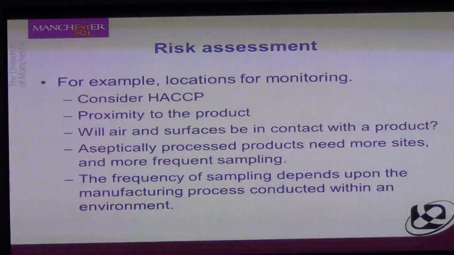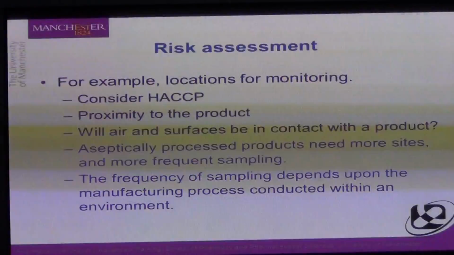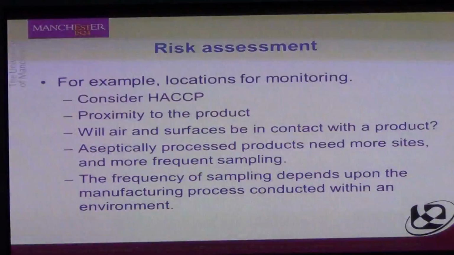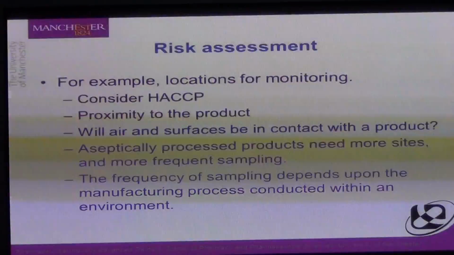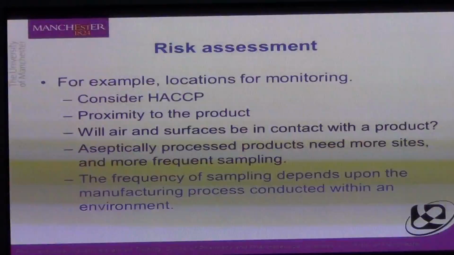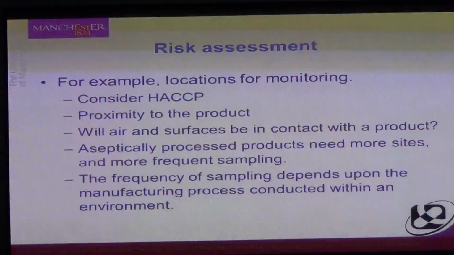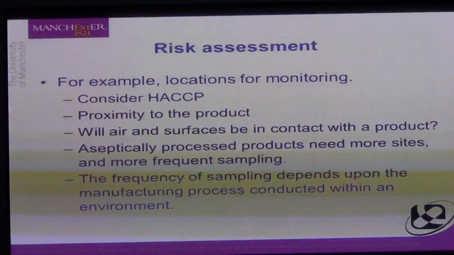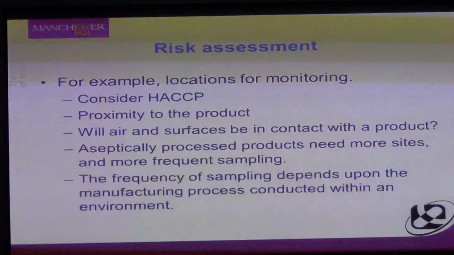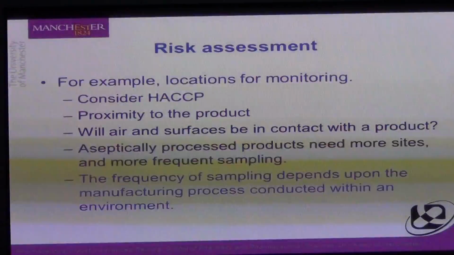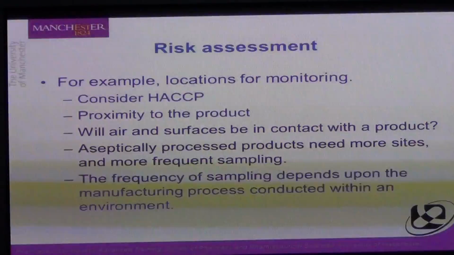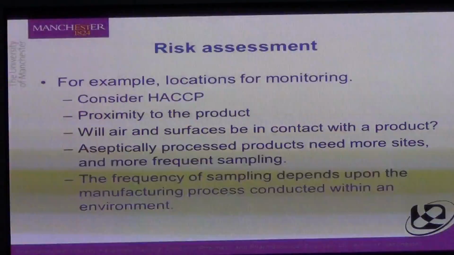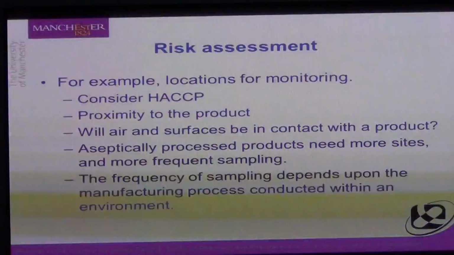Coming back to risk assessment, that's useful in terms of working out where to locate the locations of monitoring in the clean rooms. And here, HACCP, or Hazard Analysis Critical Control Points, is extremely useful. So for example, you probably want to put your monitoring locations close to the product. You want to consider whether air and surfaces will be in contact with the product. It's more likely for aseptically filled products that you want to take more sites and frequent monitoring. And you need to consider how often you should monitor.